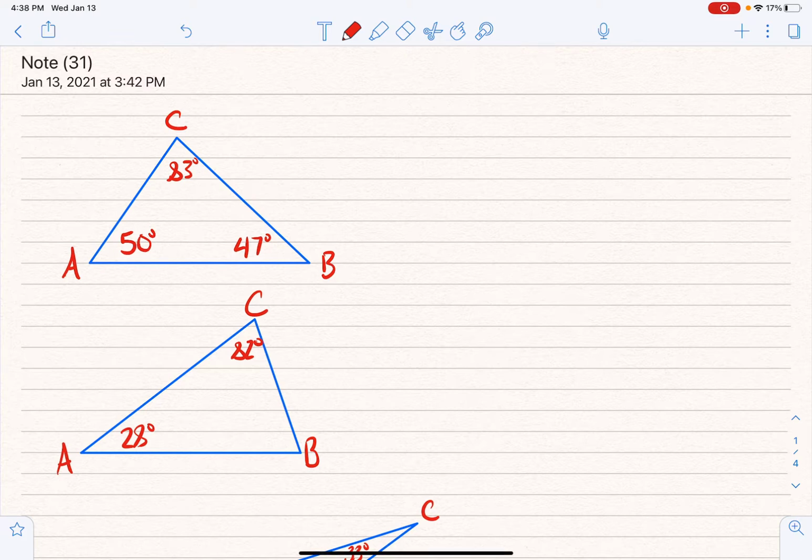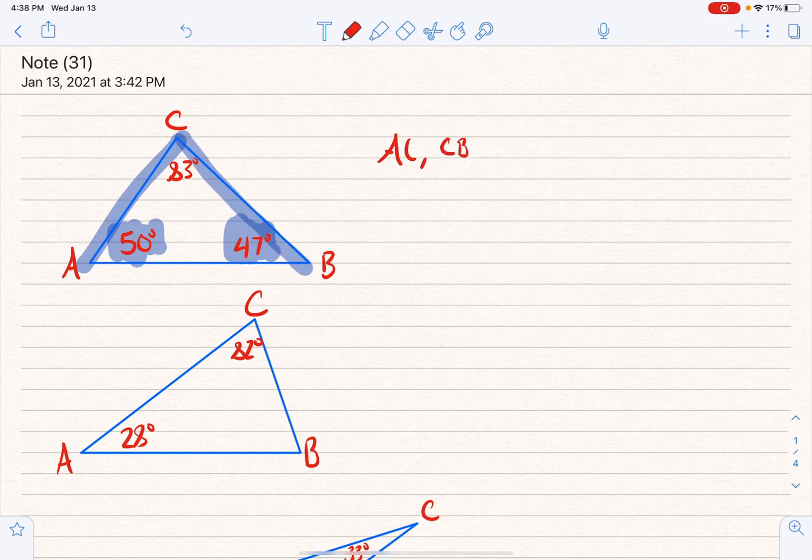And our job was to list the sides from smallest to largest. So I look at what the smallest angle is, and opposite of that must be the smallest side. So therefore, the smallest side is AC. The next smallest angle is 50, so opposite of that would be the next smallest side, which is CB. And then the largest angle is 83, so opposite of that would have to be the largest side, which would be AB.